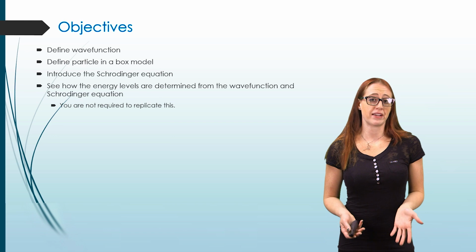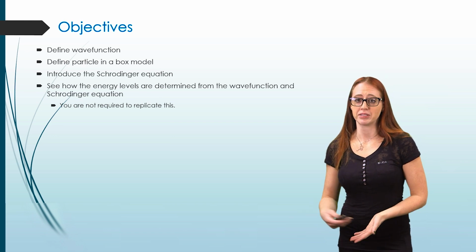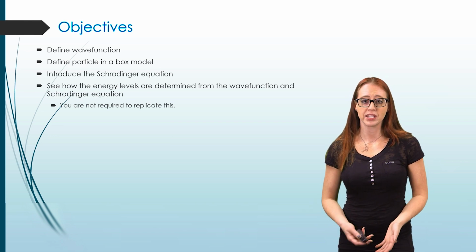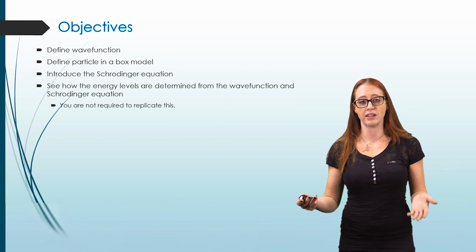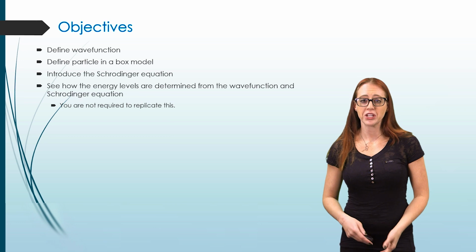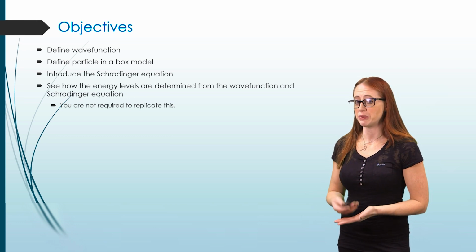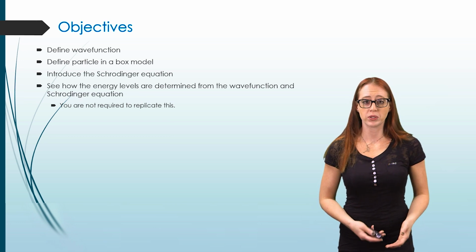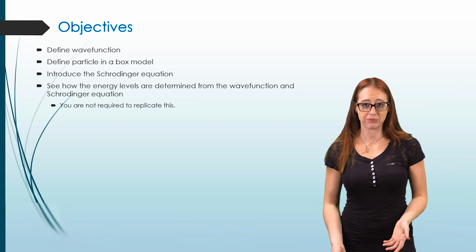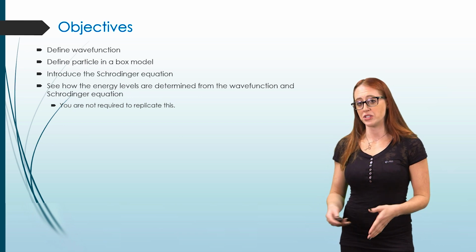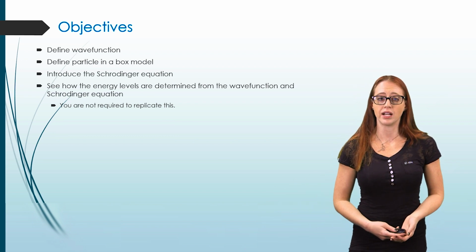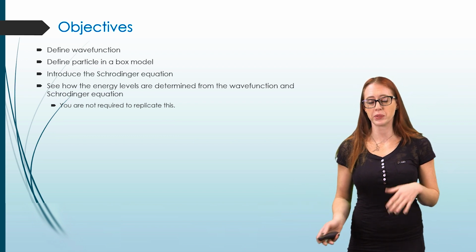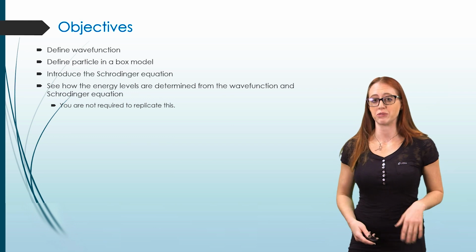So we're going to define a wave function, and we're going to describe the particle in the box model in terms of this. We'll discuss something called a Schrödinger equation and see how energy levels in this model are determined. You're absolutely not required to replicate the math that we do here, or any of the differential equations that I'm going to show you. However, you'll use the equations that I show you here and for the Bohr model in other problems. And so it's worth having this as a backdrop moving forward.